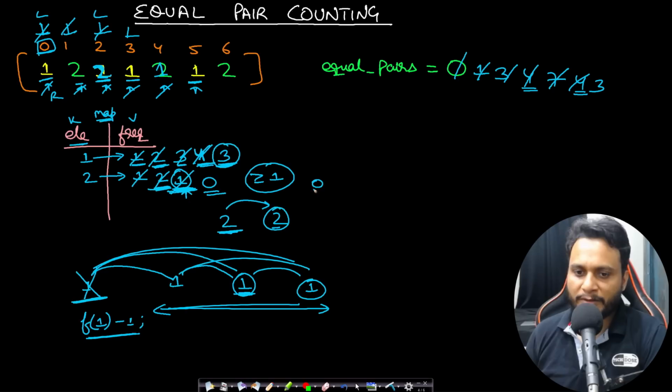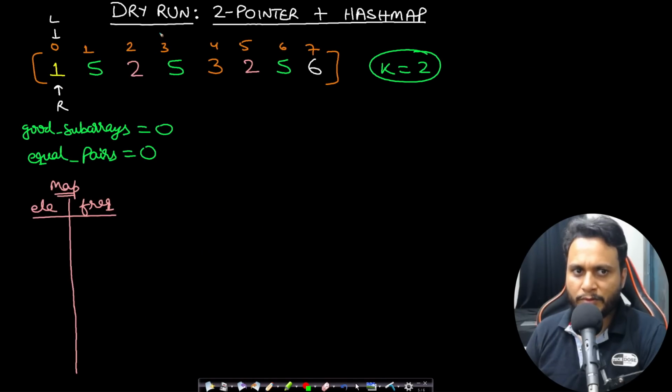But after decrementing, if the frequency is 0, that means the previous frequency was 1, so there was no valid pair. So what we will decrement? So I think you got the idea of how to do equal pair counting. Once you have understood this, let's do a dry run using the 2-pointer hashmap approach.